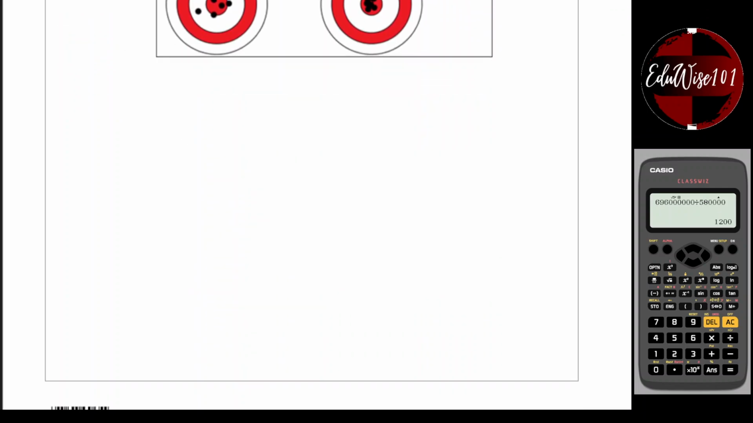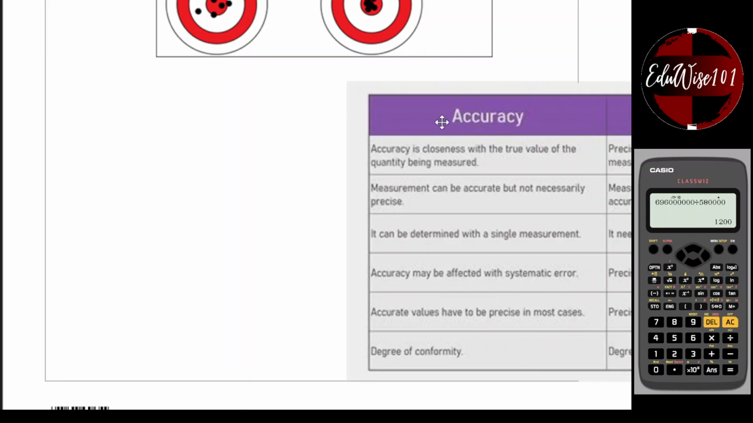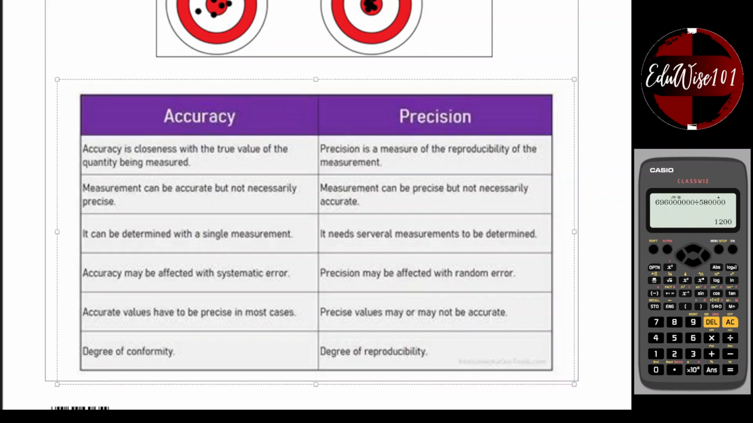So the difference between accuracy and precision, here's a simple table to compare the difference. Accuracy is closeness with the true value of the quantity being measured, while precision is a measure of the reproducibility of the measurement. Measurement can be accurate but not necessarily precise. Measurement can be precise but not necessarily accurate. Accuracy can be determined with a single measurement. It needs several measurements to determine if it's precise.